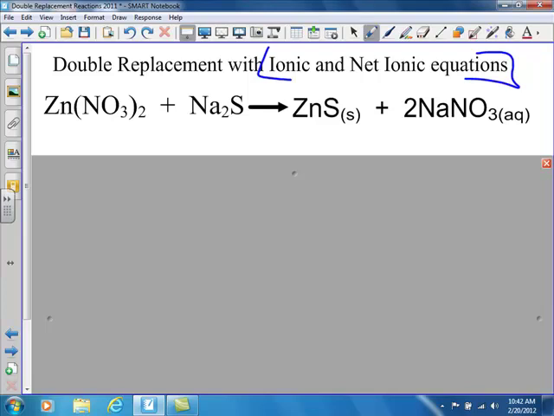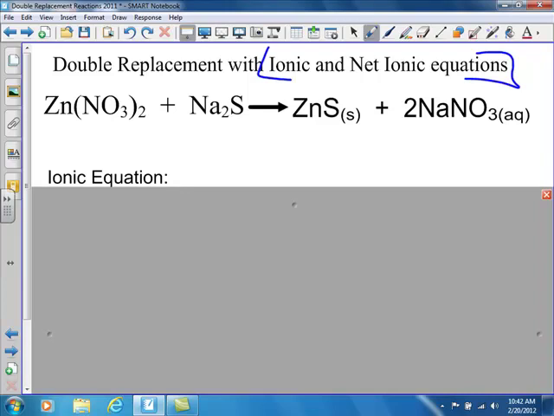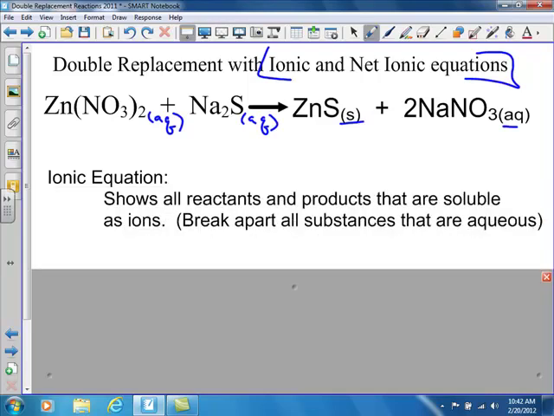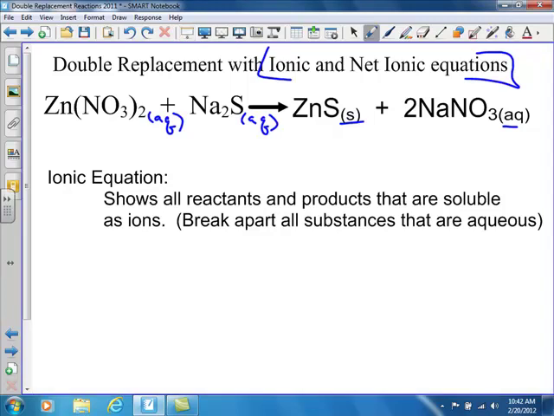Here's what happens. With this big equation where these things are aqueous, and these are solid, we can write what's called an ionic equation. An ionic equation shows all reactants and products that are soluble as ions. So it's actually going to be a big, long equation. What we do is we break apart all the substances that are aqueous.